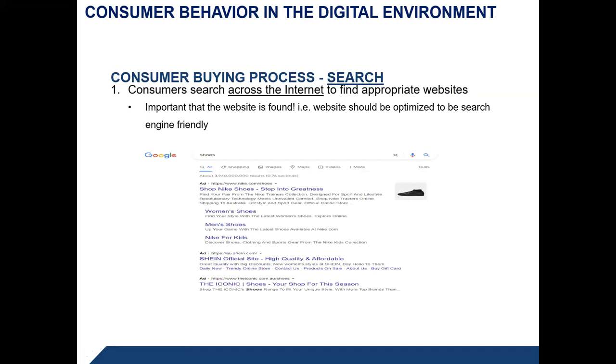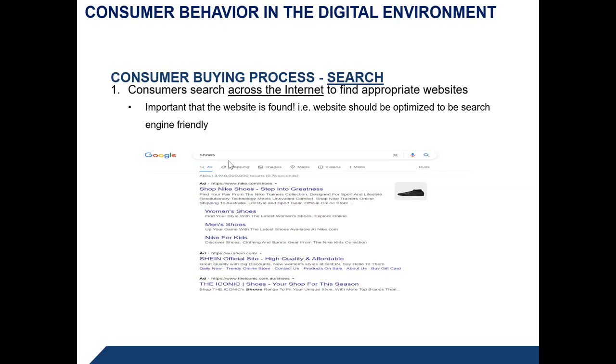So the very first stage is when the consumers are engaging in generic search. So for example, I want to buy a pair of shoes. I know that my last pair of shoes was, let's say, Nike, but this time probably I am not sure which one to buy. So the very first place that I'm going to hit is Google search, and I'm going to put a generic term called shoes.